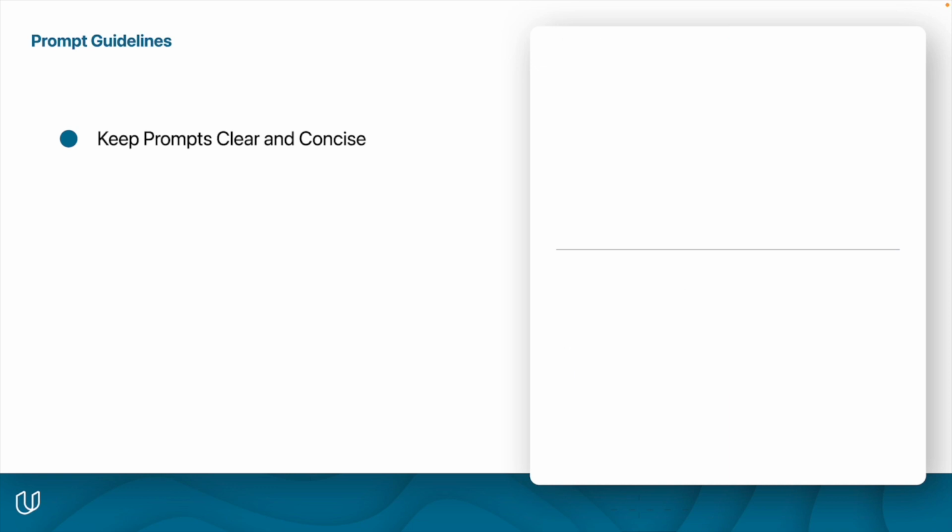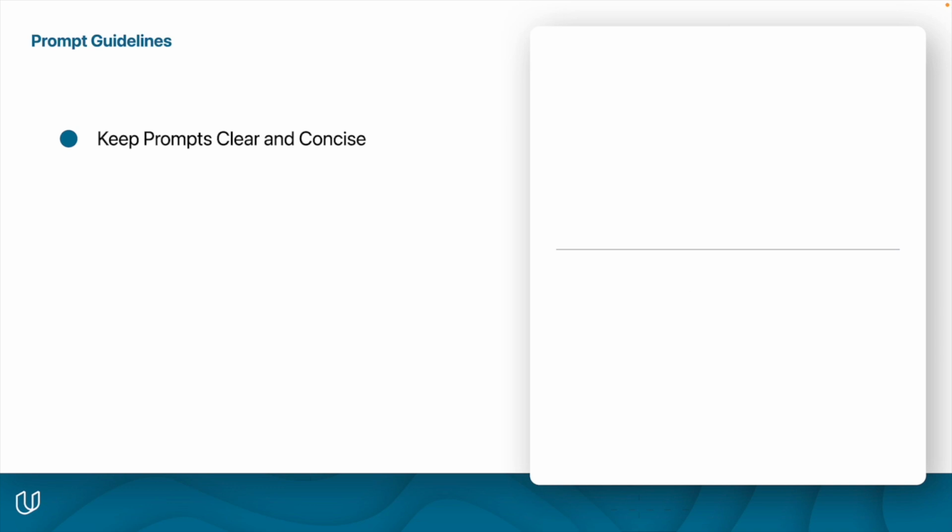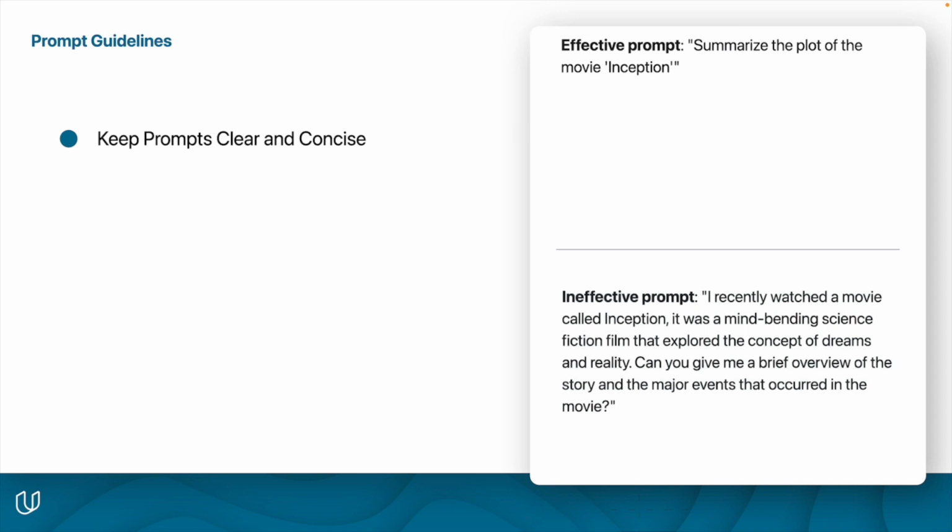Another example. An effective prompt might be, "What are the top 5 benefits of meditation?" An ineffective one might be, "I've been hearing a lot about the practice called meditation, and it's said to be good in mind and the body," and so on and so on. And finally, another example. An effective prompt may be, "Summarize the plot of the movie Inception," whereas an ineffective prompt might be, "I recently watched a movie called Inception, and it was mind-bending, da da da da da da."